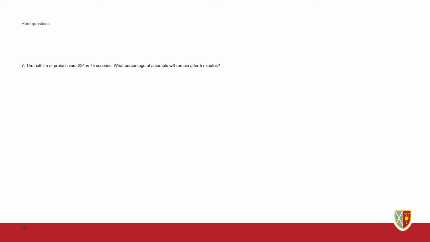And on to some harder questions for you to have a go at. What makes this a little bit harder is the fact that we've got mixed units of seconds and minutes. So after 75 seconds, the percentage left will be 50%. After another 75 seconds, which is 150 seconds, there will be 25% left. After another one, there will be 12.5, and another one, there will be 6.25. So it'll be 6.25% after 5 minutes, because 5 minutes is equal to 300 seconds, which is 4 half-lives.